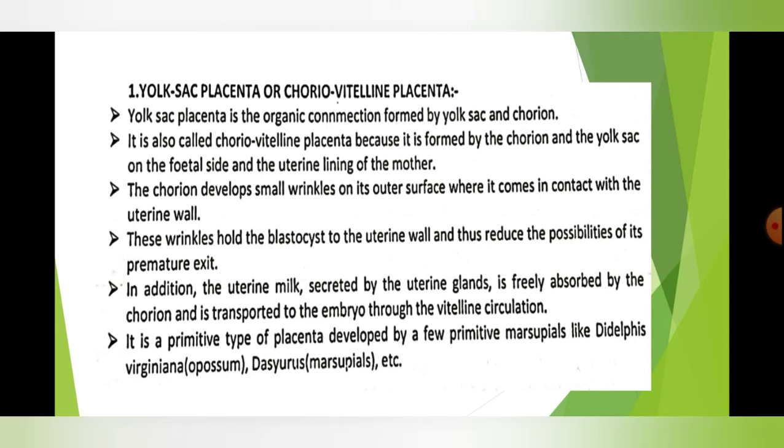In addition to this, there is uterine milk secreted by the uterine glands, which is freely absorbed by the chorion and is transported to the embryo through the vitelline circulation. What is the function of this vitelline circulation here? It will carry the milk secreted by the uterine glands of the uterus and transport that into the embryo. It is a primitive type of placenta developed by a few primitive marsupials.